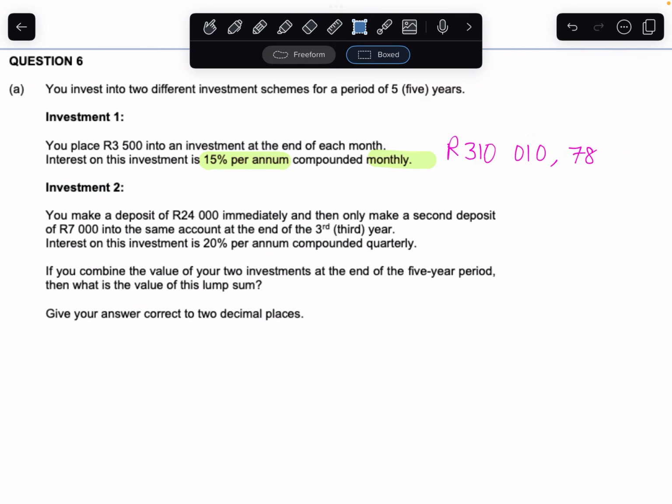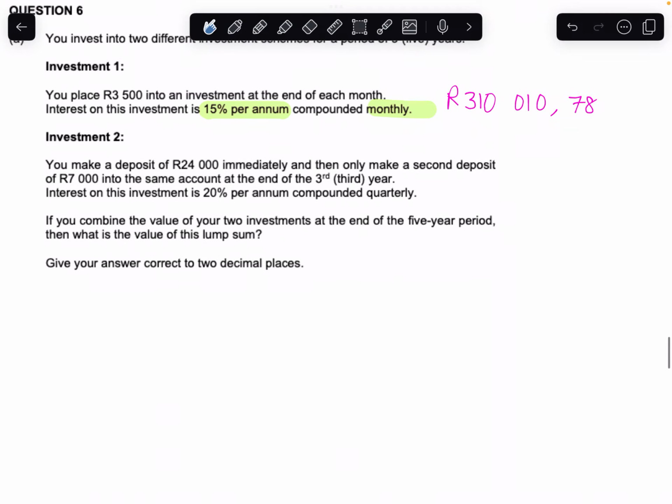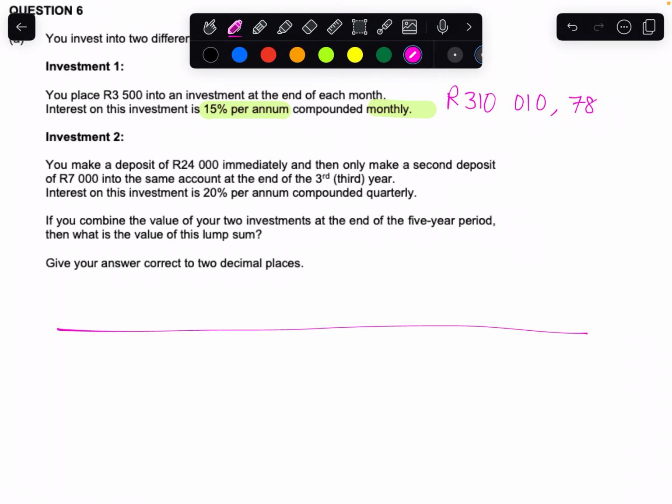Okay, and now for investment two, where there's a bit of salsa. You make a deposit of 24,000 Rand immediately. So this is also a timeline of 5 years. So at T0, you immediately put in 24,000 Rand, and then you only make a second deposit of 7,000 Rand into the same account at the end of the third year.